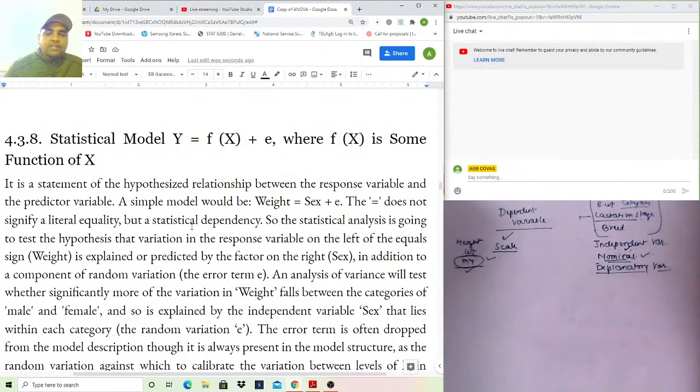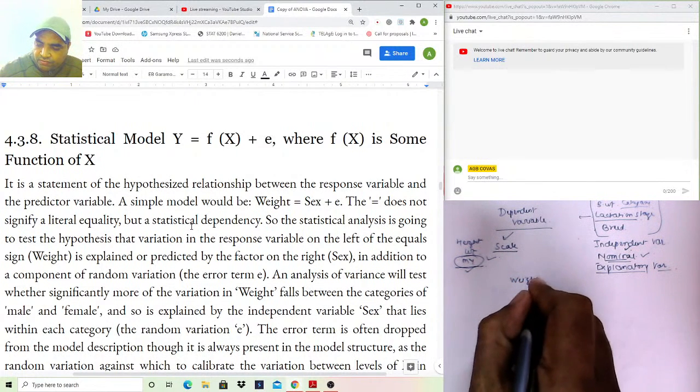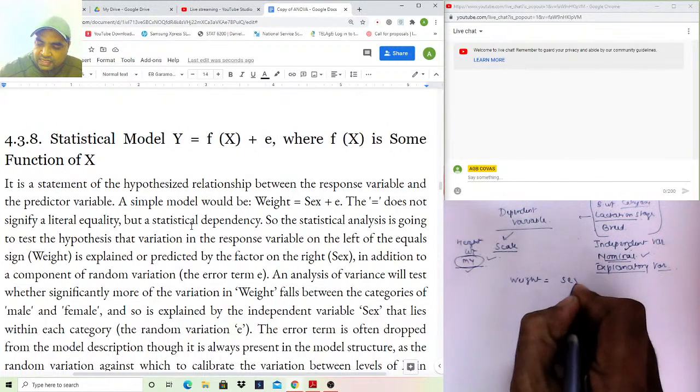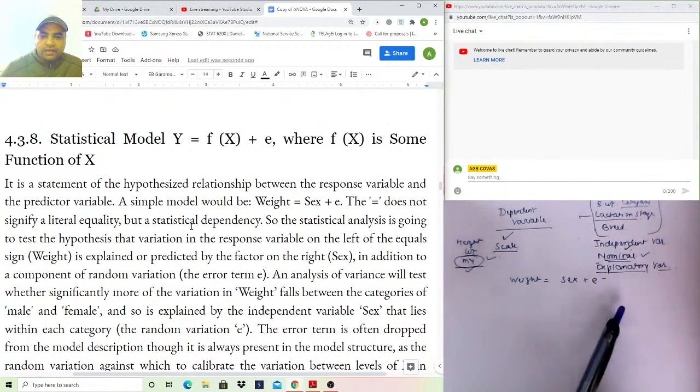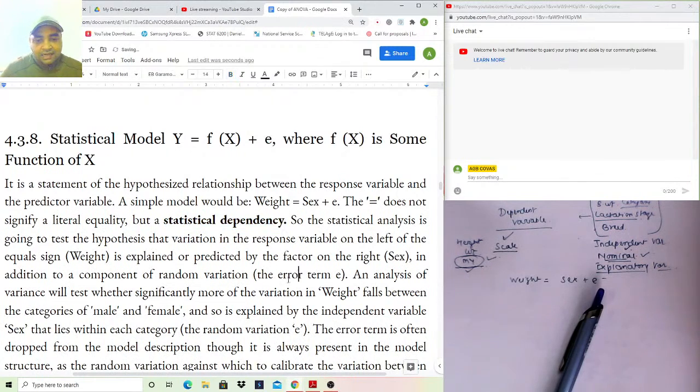So say for example, a simple model is like that: weight is equal to sex plus error, e. Here this equal to does not signify literal equality. So many people confuse that this is equal. How can weight become equal to sex? This is actually the statistical dependency.